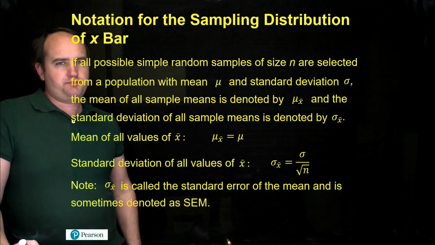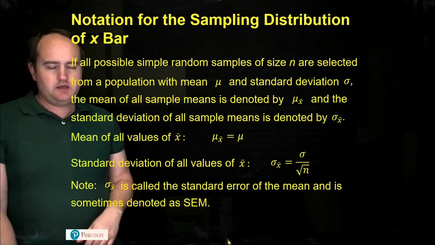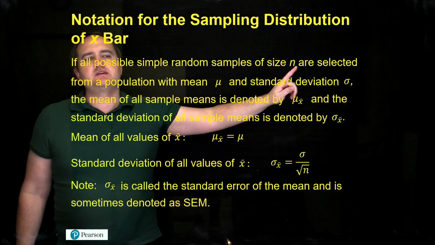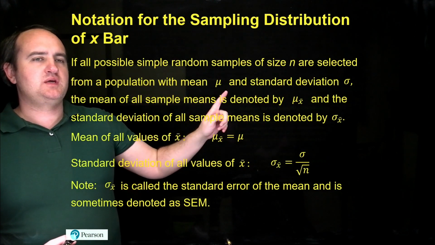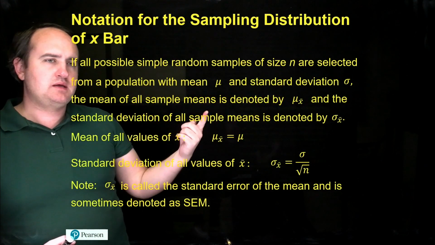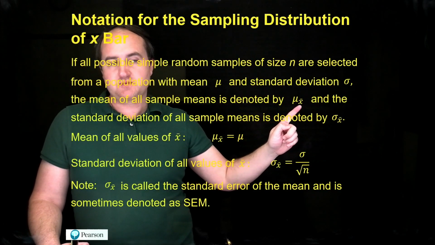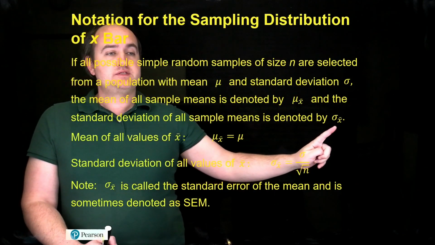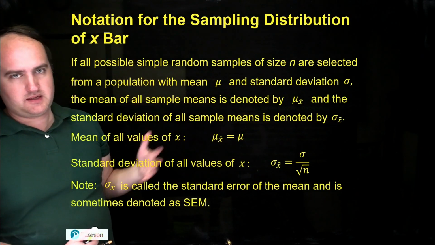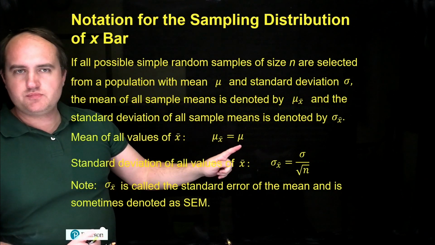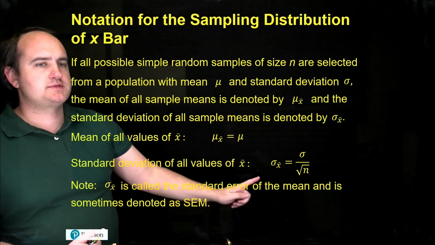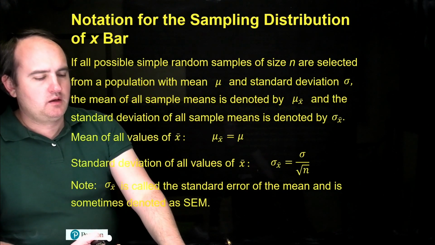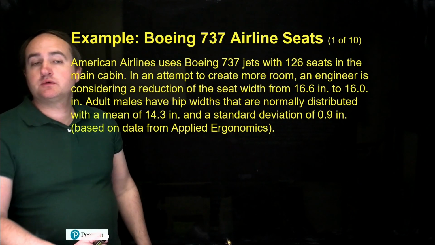All right, and then this is also a lot of theoretical stuff in our slides. But if all possible simple random samples of size n are selected from a population with mean mu and standard deviation sigma, the mean is going to be denoted by mu sub x bar, and the standard deviation of all sample means is denoted by sigma sub x bar. But like I said, we're using the same mu that we used to. The only difference is sigma, now we have to divide by square root of n. Okay. All right. So let's jump into an example.